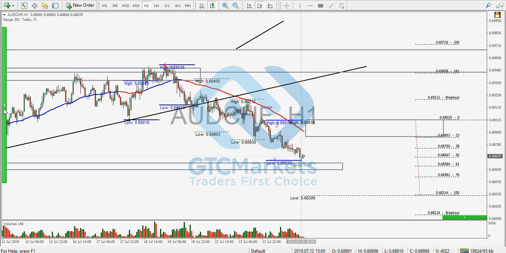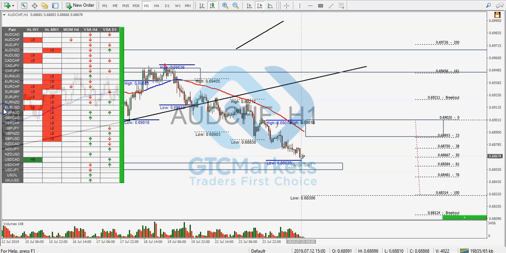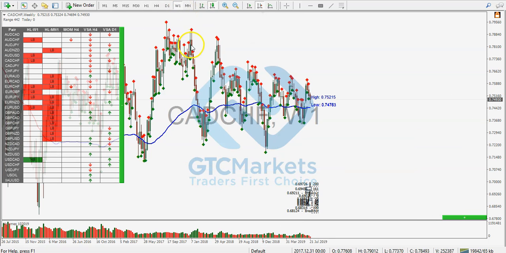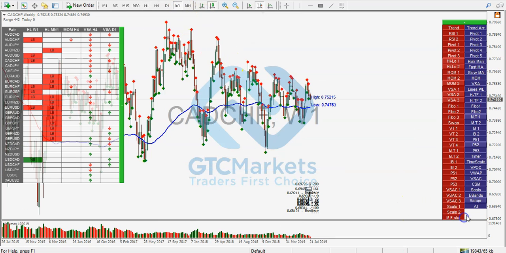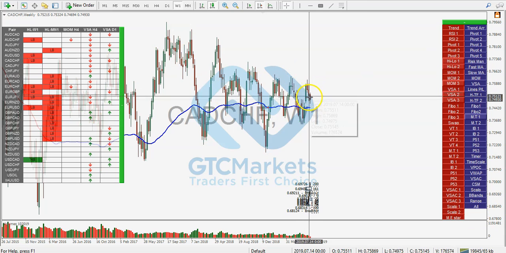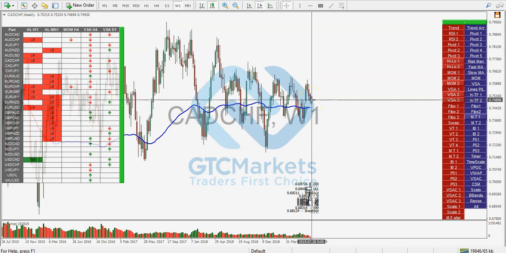The next one is CAD-SWISI. Let's see what we have in the CAD-SWISI. Okay, see what's happening in CAD-SWISI. It has already broken the weekly low candle. I'll just show you. Just give me 1 second. Okay, so this was the weekly candle and it has broken the low of the previous candle.